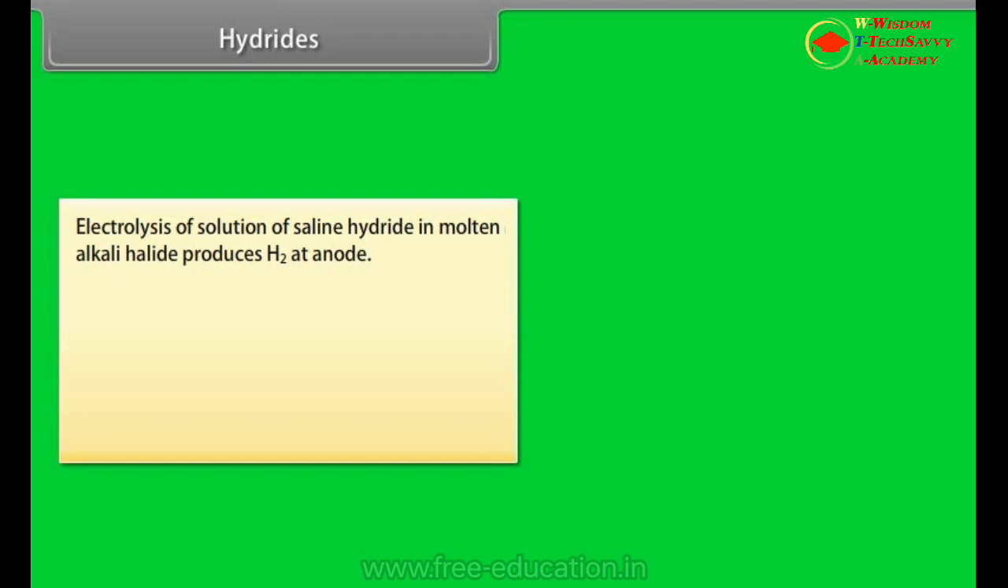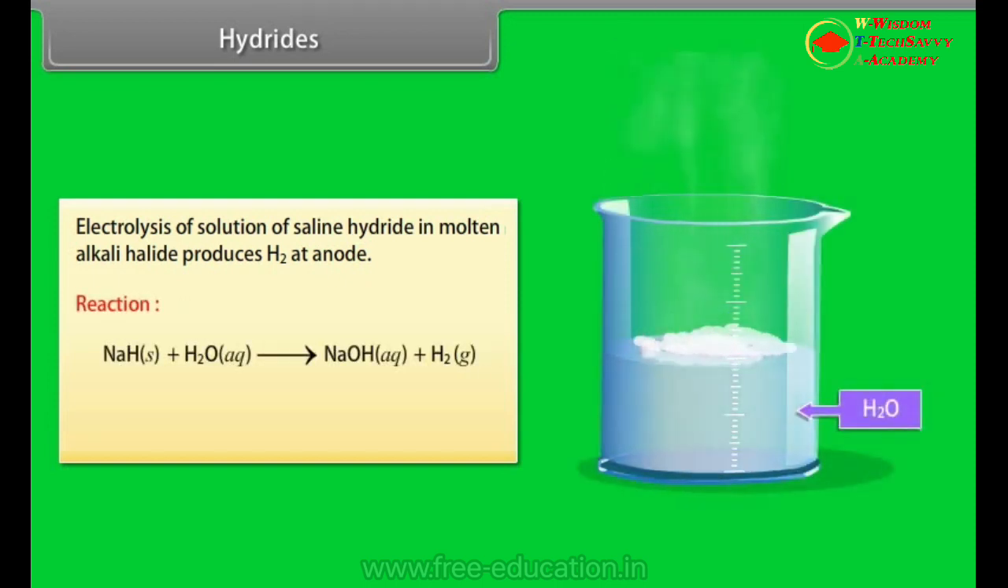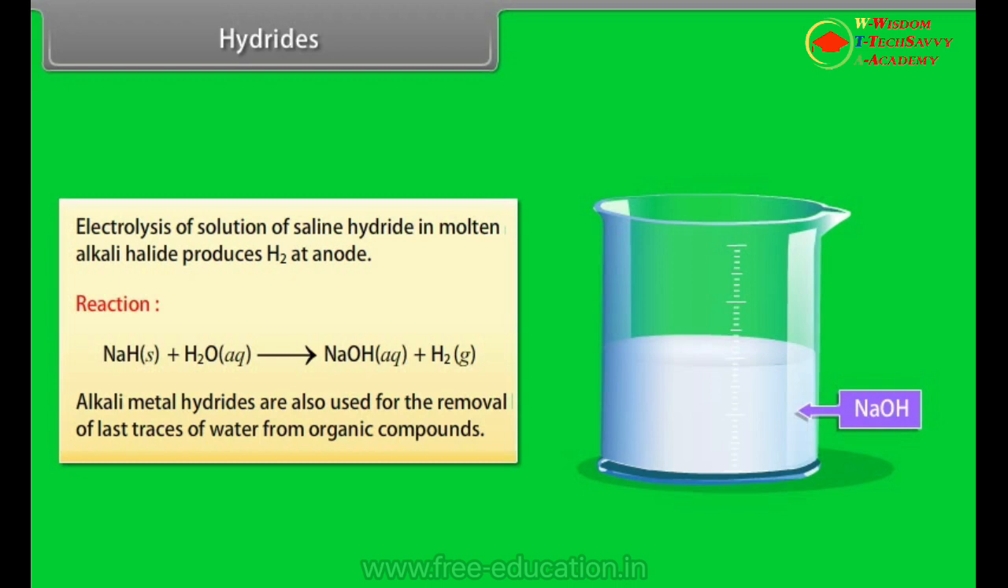They bond with more electropositive metal atoms. Electrolysis of a solution of saline hydride in molten alkali halide produces H2 at the anode. The reaction is given as follows. Alkali metal hydrides are also used for the removal of the last traces of water from organic compounds.